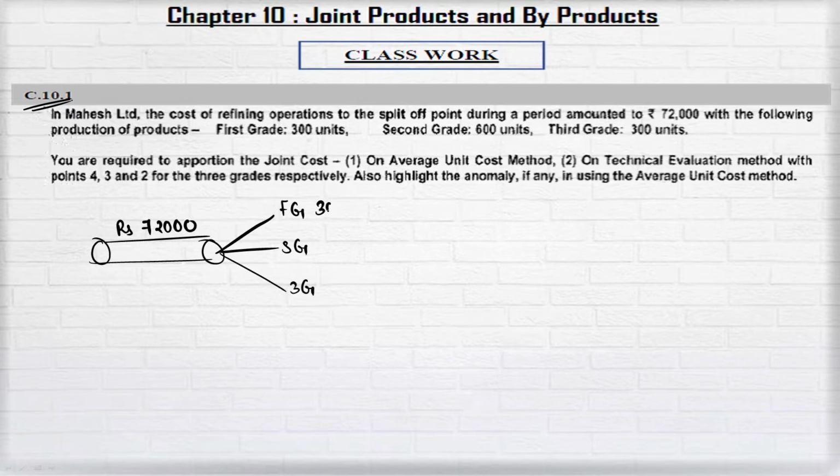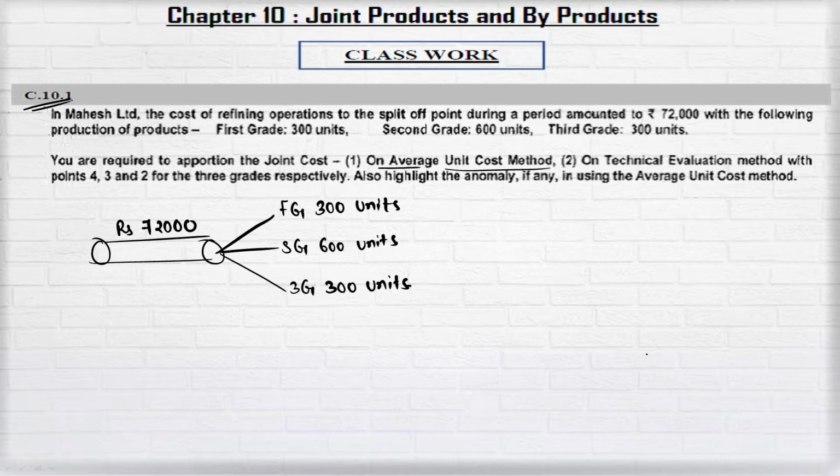First grade 300 units are manufactured. Second grade 600 units are manufactured. And third grade again 300 units are manufactured. You are required to apportion the joint cost on average unit cost method. Unit cost method is same as physical quantity method.